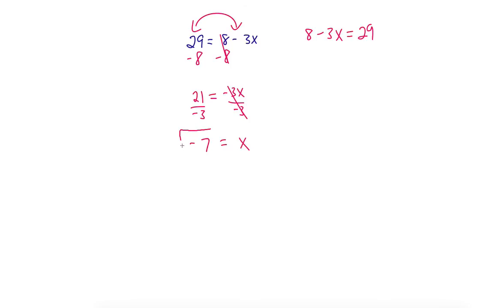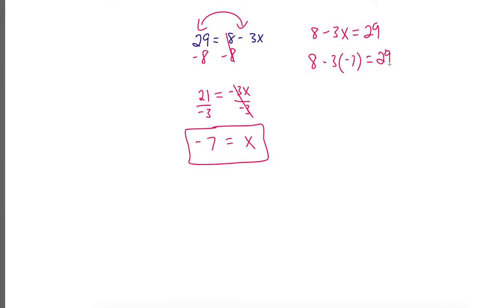All right, and again, anytime you have an equation, you should go ahead and take your answer, plug it back into the equation, and see if it works out. So in this case, I'll just do it with this one here. 8 minus 3 times negative 7 equals 29. Well, I can look at this a couple different ways, but I can look at this as a negative 3 times a negative 7 gives me a positive 21. So that's 8 plus 21 equals 29.